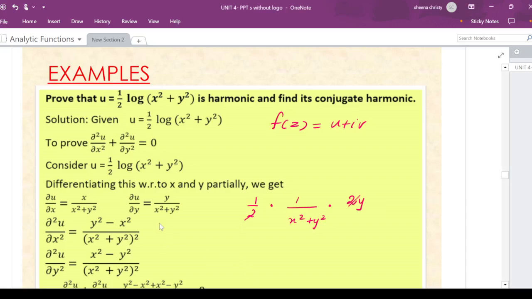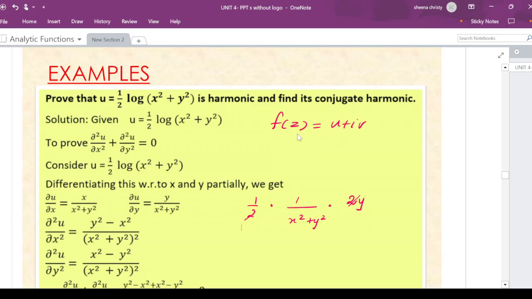In this lecture, we are going to see some problems based on conjugate harmonic, and we are going to learn about how to construct an analytic function. So in this question, they have given that u equal to 1 by 2 log of x square plus y square is harmonic, and we have to find its conjugate harmonic.